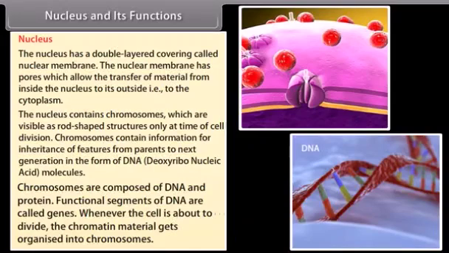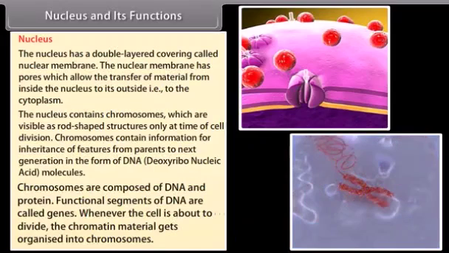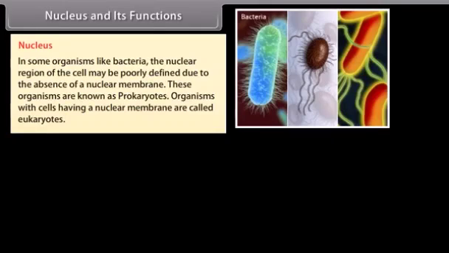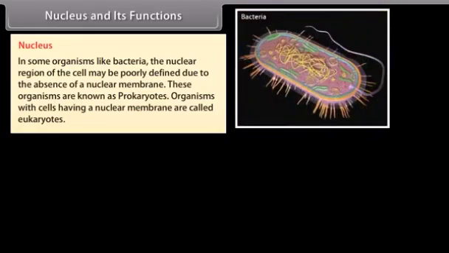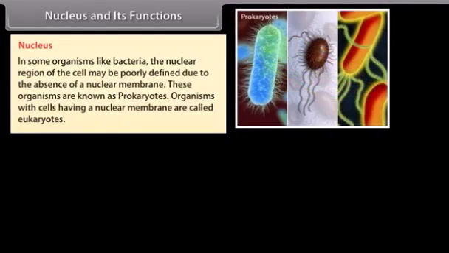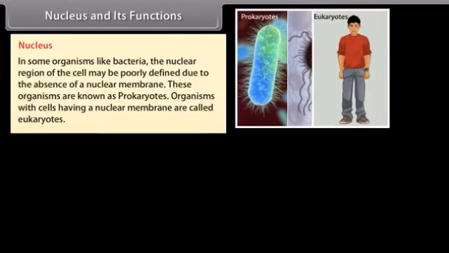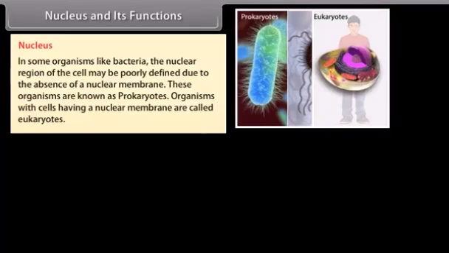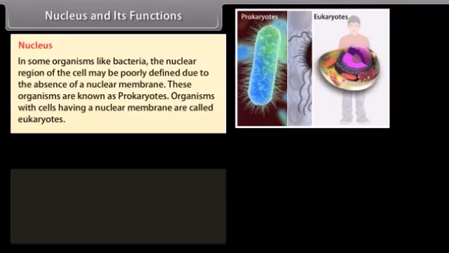Functional segments of DNA are called genes. Whenever the cell is about to divide, the chromatin material gets organized into chromosomes. In some organisms like bacteria, the nuclear region of the cell may be poorly defined due to the absence of a nuclear membrane. These organisms are known as prokaryotes. Organisms with cells having a nuclear membrane are called eukaryotes.